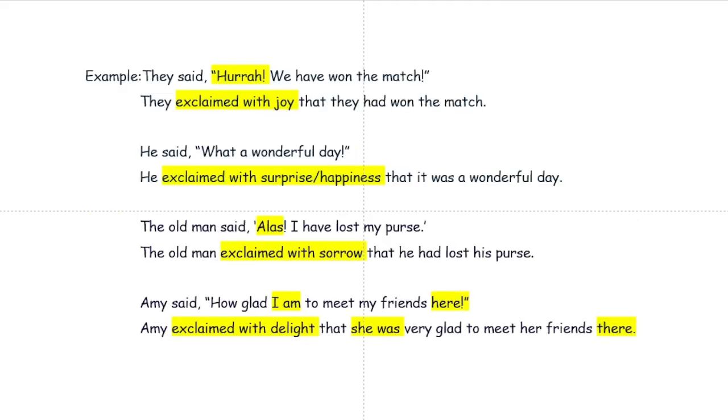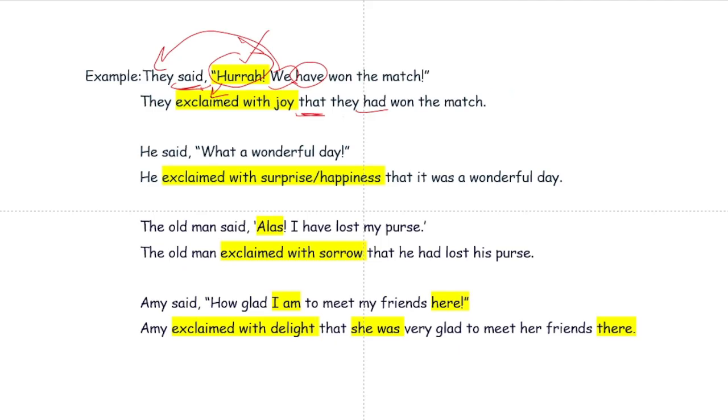Let's see some examples here. They said, hooray, we have won the match. So hooray represents joy. So this said will be replaced with exclaimed with joy, and this hooray will be removed from the sentence because hooray is changed into exclaimed with joy. They exclaimed with joy that, the comma will be removed, that. Who are we? They. Has and have will change into had. Do you remember the tense rule? They had won the match. I hope this is clear.